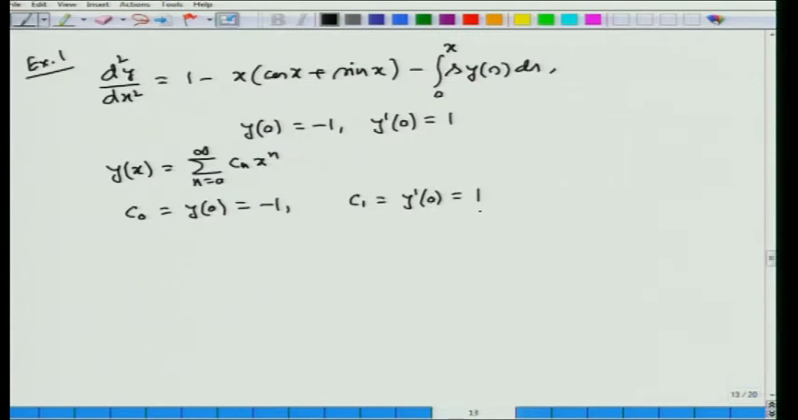Now, as y(x) is equal to this one, then we can write y''(x) = Σ from n = 0 to infinity of (n + 2)(n + 1) C_(n+2) x^n. In the previous result, we change the dummy variable n and the range of summation from 2 to infinity to 0 to infinity, and we get this particular expression.